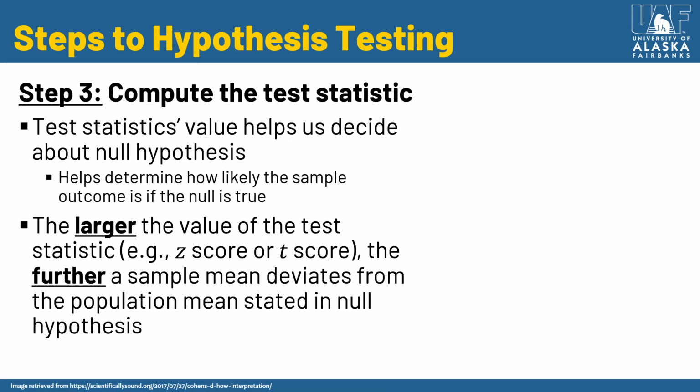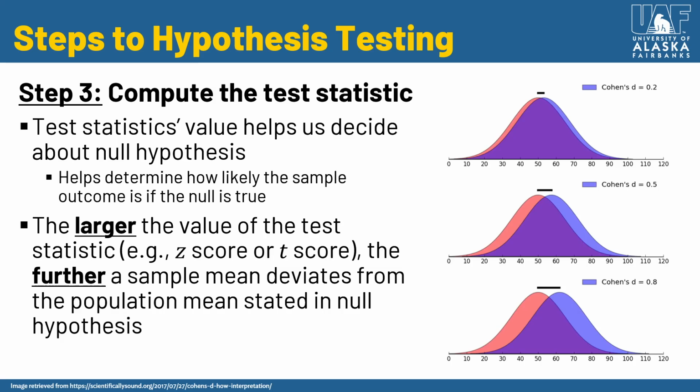And broadly speaking, the larger the value of a test statistic, the further a sample mean deviates from the population mean stated in the null hypothesis. Right, so in other words, the larger the value of a test statistic, whether it's a z-score, a t-score, an f-score, whatever it may be, generally that means our sample mean is further away from the population mean than a smaller test statistic. Right, and so one way, we'll get to this very shortly, but we'll talk about effect size. This is just one way to visualize what we mean by this, right? And so as the value increases, in this case 0.2, 0.5, 0.8, you can see the distributions are getting further and further apart.